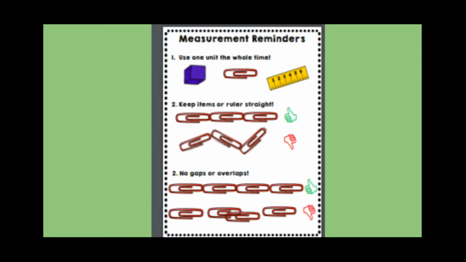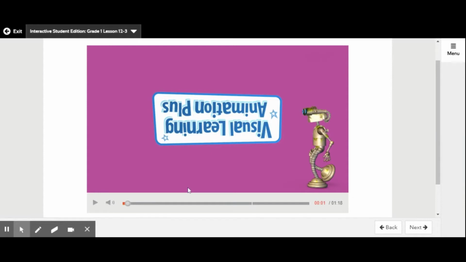Number two, you want to keep your items or your ruler straight. You want to keep them lined up in a nice straight line. And lastly, you don't want to have any gaps or overlaps. You want them to line up right next to each other. If they overlap, then you won't get an accurate answer. Let's take a look at today's visual learning bridge.